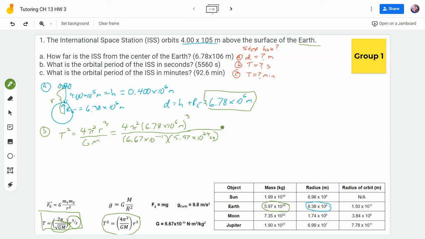Still another way would be to do the whole numerator, get an answer, do the whole denominator, get an answer, and then divide the numerator by the denominator. So that's the way I'll actually do it here.